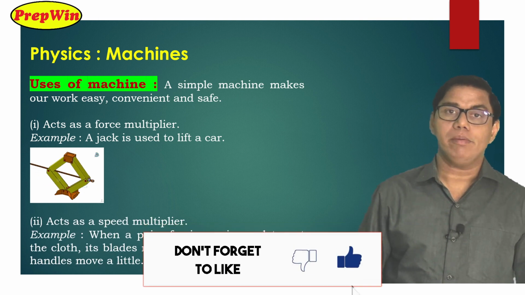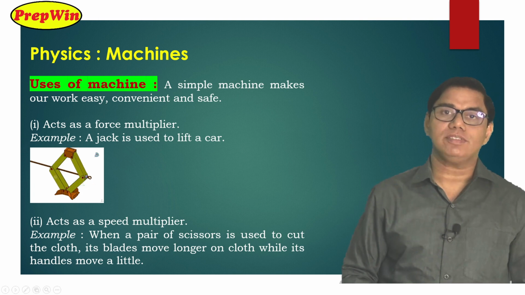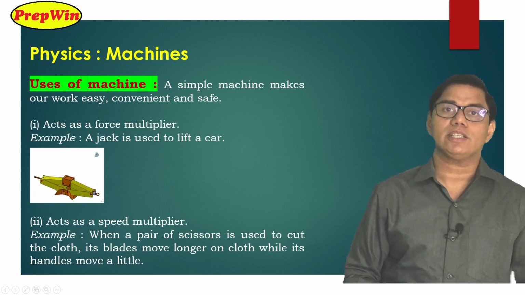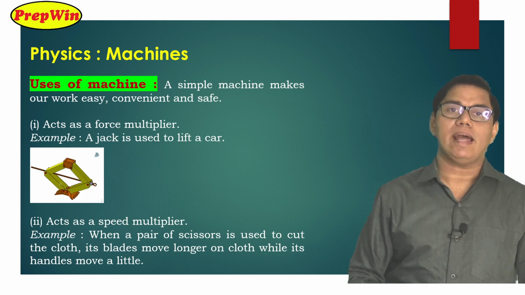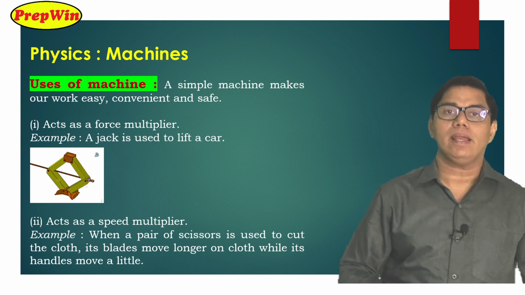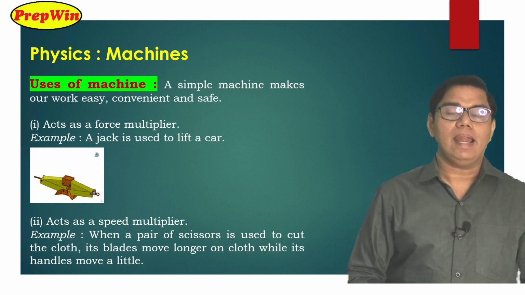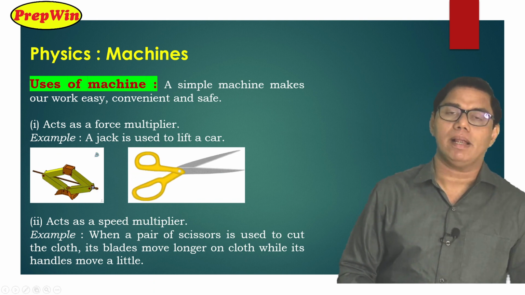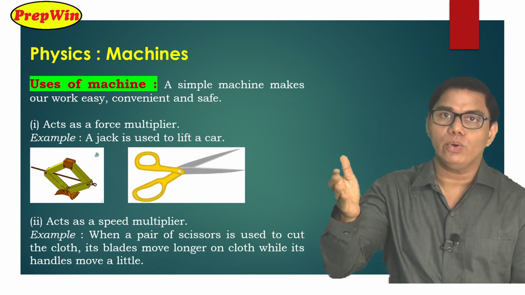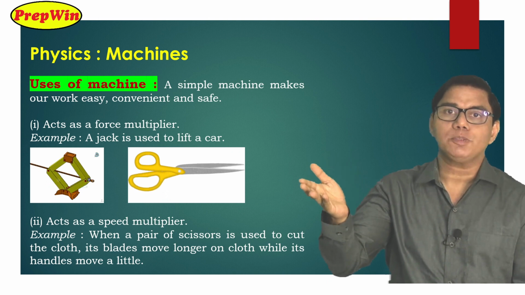Now this is very important to understand, because I have seen that most of the students do not understand how a machine can act like a speed multiplier. Here it is not that we are sitting in a car or a bike and going at high speed. Let us consider an example of this scissor. This scissor is a speed multiplier. So you will be confused how this scissor is a speed multiplier.